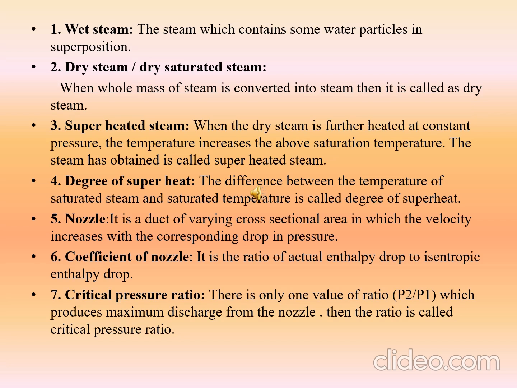Then we will discuss the types of nozzle. Okay, so how many types of nozzles are there? There are 3 types. One is a convergent nozzle, then divergent nozzle, then convergent and divergent nozzle. So first of all, what is a convergent nozzle? In the convergent nozzle, the cross-sectional area decreases continuously from its entrance to exit. That is called a convergent nozzle. Okay, then divergent nozzle. What is a divergent nozzle?